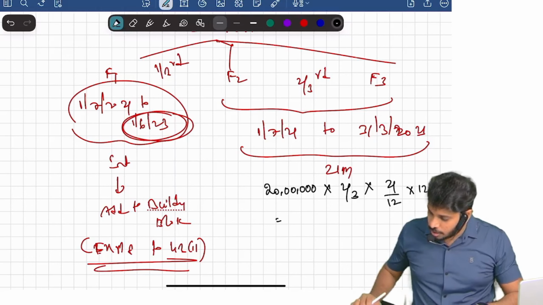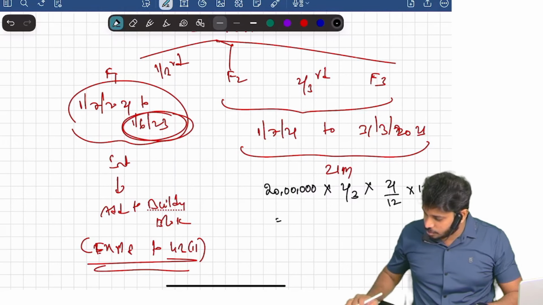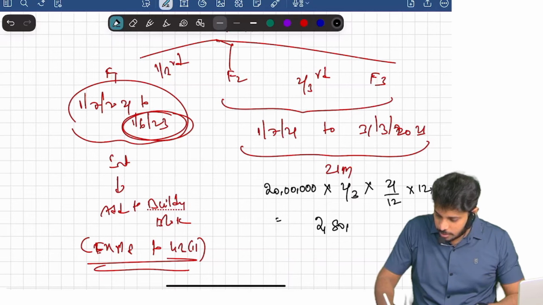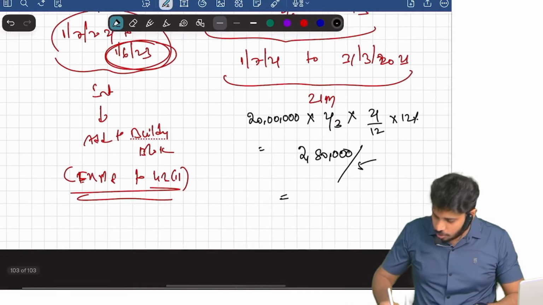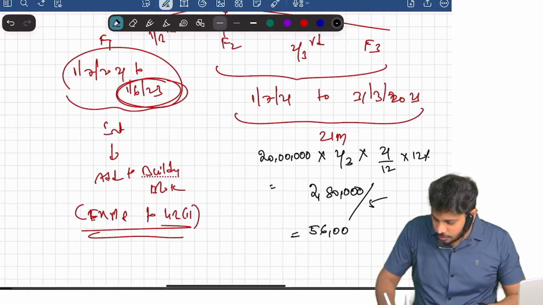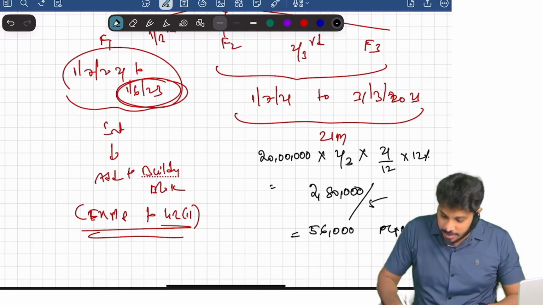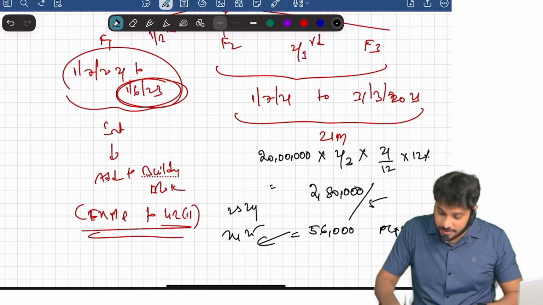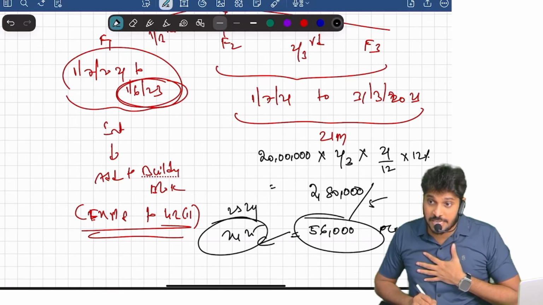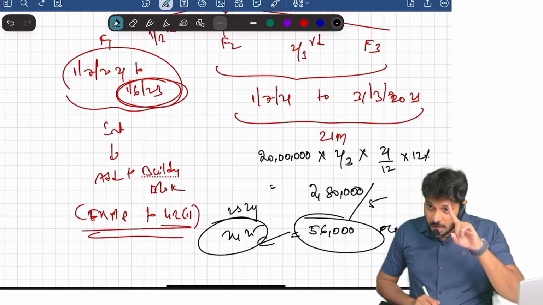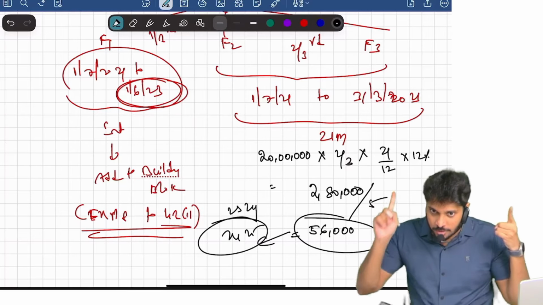Yes or no? 20 into 21 divided by 12 into 12% into 2/3 is equal to 2,80,000. 2,80,000 is PCPI divided by 5. How much is it? 56,000 is the PCPI installment, which you can claim from which year? 23, 24, 24, 25, like that 5 years. In 24, 25 I will claim how much? 56,000 PCPI for flat 2 plus flat 3 put together.